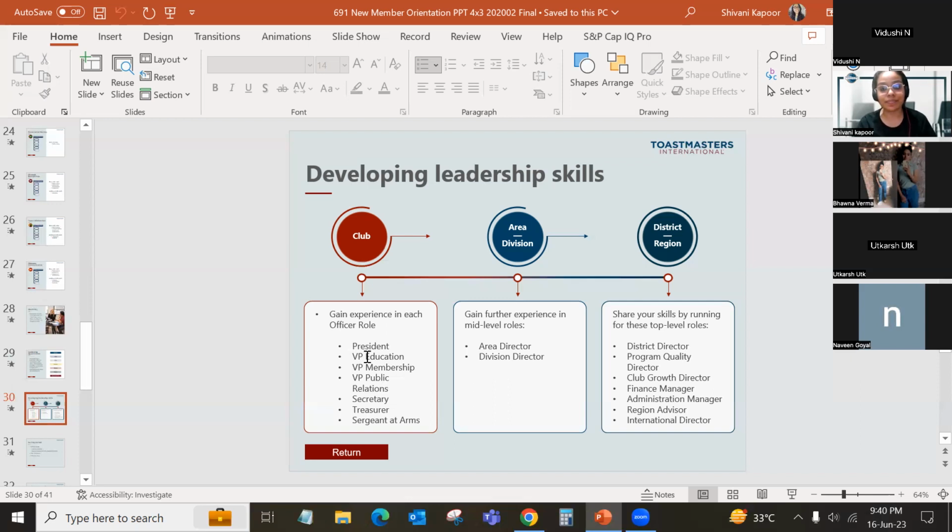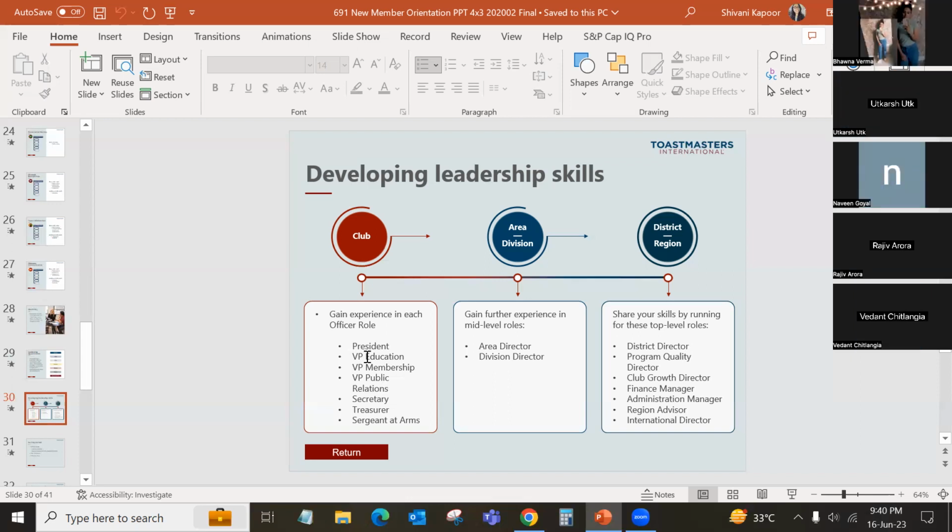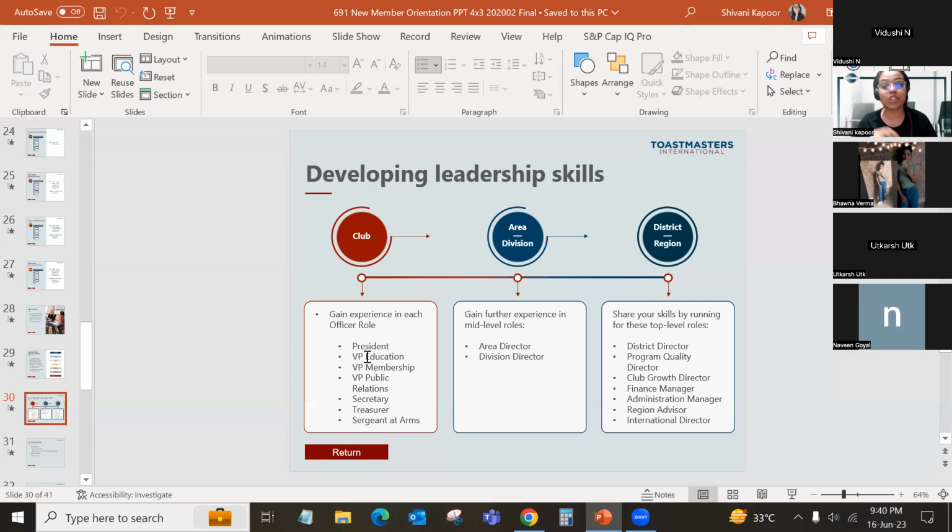Yes, mine is Vidushi only, Vidushi Madan. Vidushi Madan, okay, very nice. So each member will have an assigned mentor. If they need any help in speech writing, understanding a role, or they are facing any challenges, or any personal challenges due to which they are unable to make it to meetings, it's always advisable to connect with your mentor, take guidance from them, and take their advice and suggestions to keep your journey in Toastmasters smooth and going.